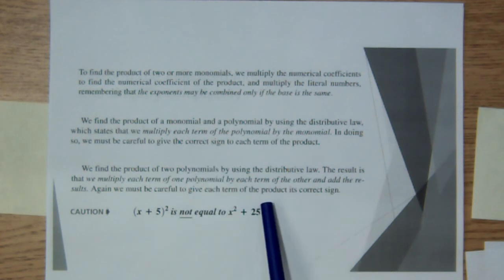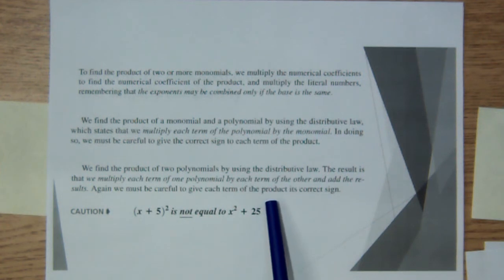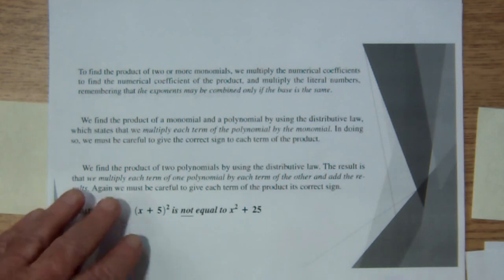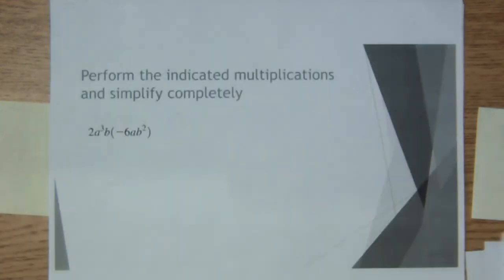And finally, to find the product of two polynomials using the distributive law, we multiply each term of one polynomial by each term of the other and add the results, and be careful to give each term the correct sign. And a cardinal sin that happens in math is for students to think that (x plus 5) whole squared is equal to x squared plus 25. It's not, and we'll talk about that in one of the examples. So let's do some examples now.